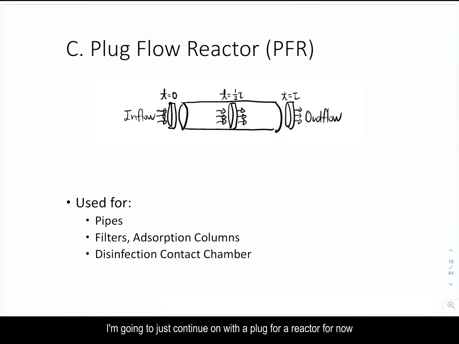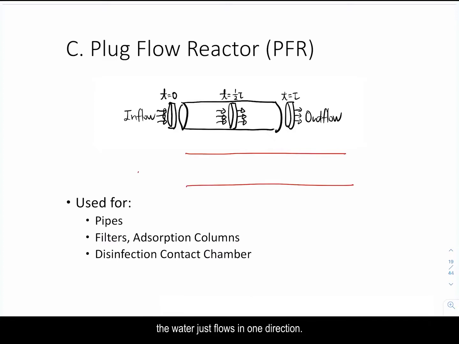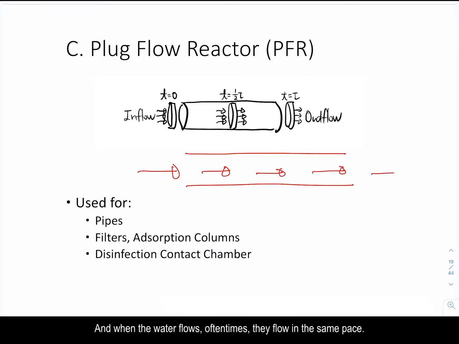I'm going to just continue on with the plug flow reactor for now and then come back to the mass balance for both reactors. But anyway, for the plug flow reactor, which looks like this, basically the water just flows in one direction, right? And when the water flows, oftentimes it flows at the same pace. So velocity is the same.